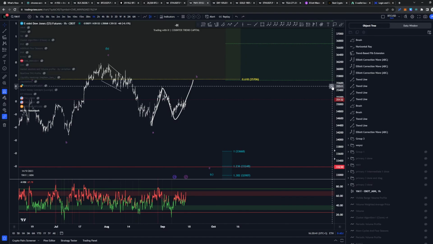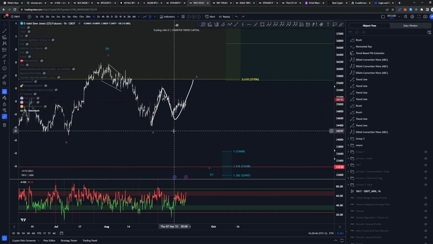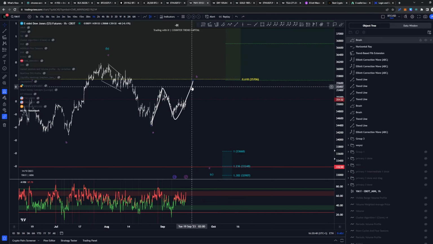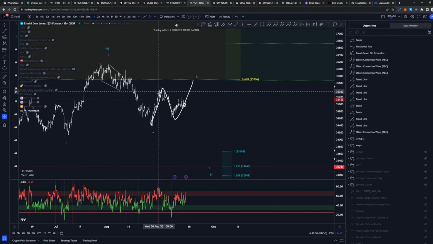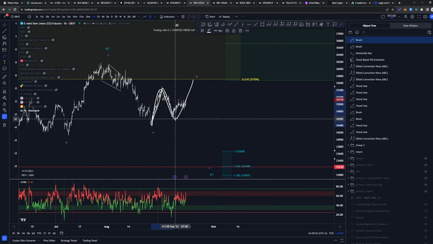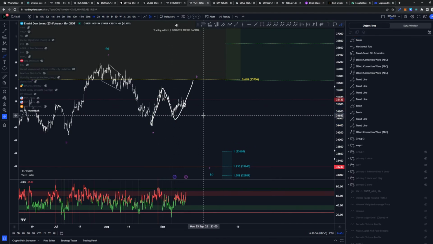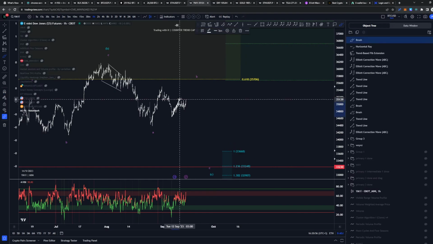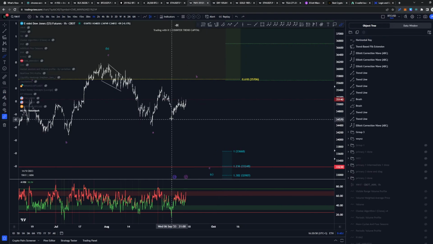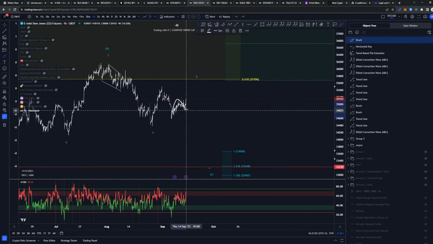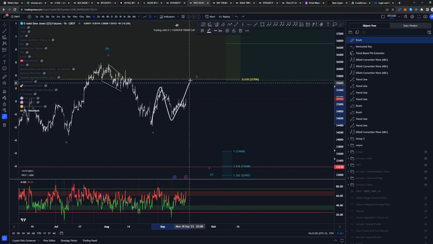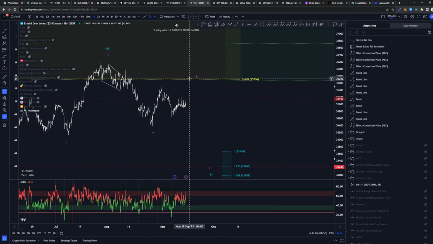I probably want to add an alert here, above here, just to see how it fits. Otherwise, I'm not really looking for a short setup here unless we take out this high, because this was kind of impulsive. And I don't think I can find this structure here as very easy to trade, as in the idea where this would be a 1, 2, 3, 4, 5 for that A, B, C within that wave B, right?